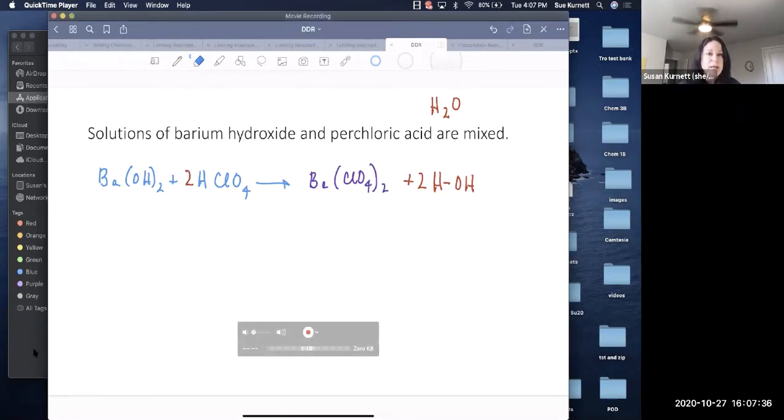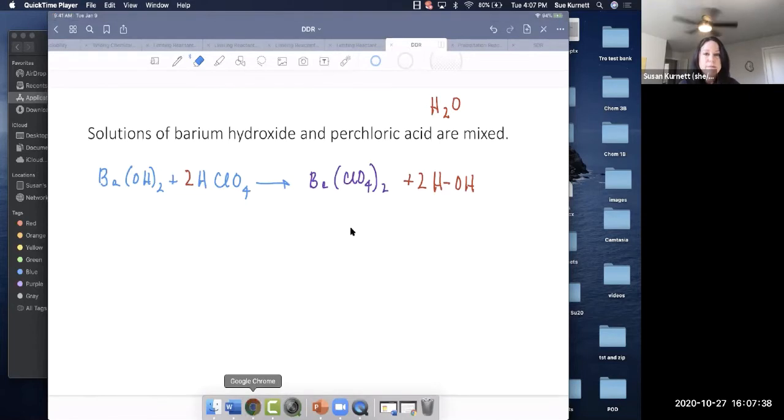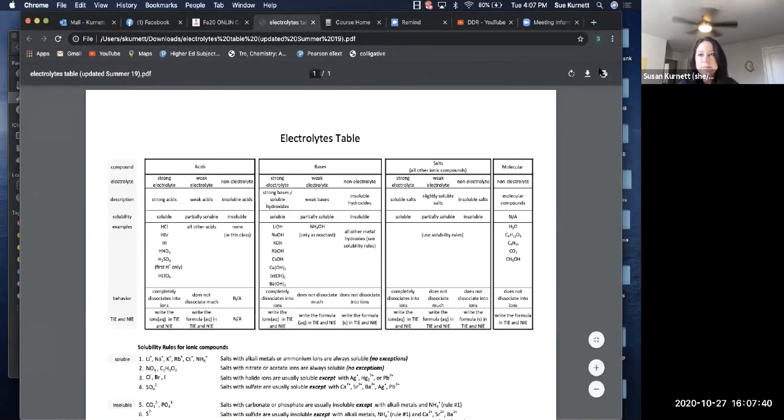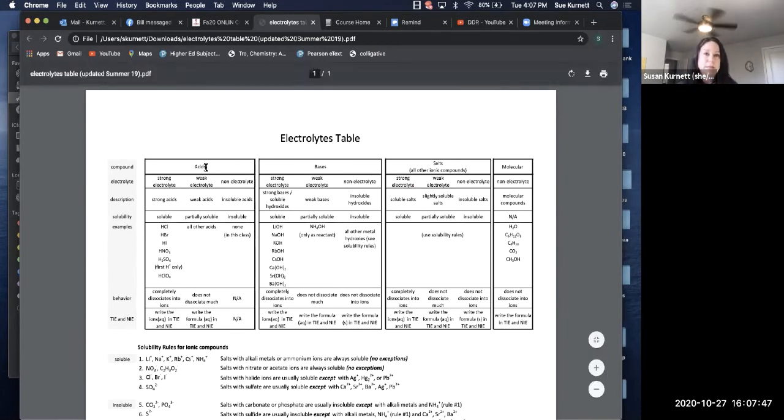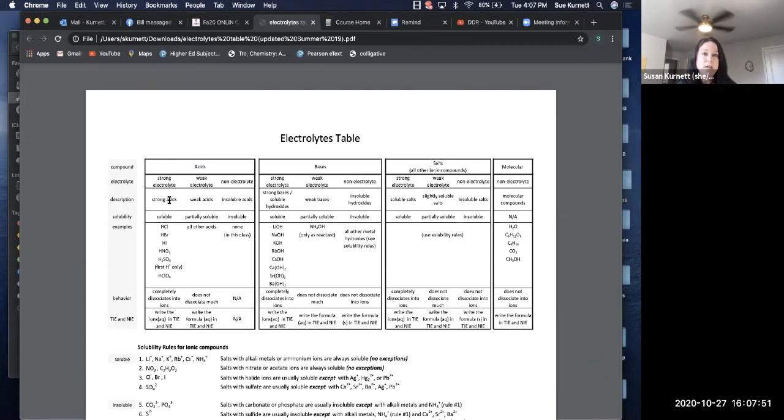And so to do that, I'm going to go to my table of electrolytes. And there's 4 areas on this table. We have acids. There are only 6 strong acids, and a strong acid is a strong electrolyte. What that means is it's strong enough to ionize or be ionized by water 100%. It completely dissociates into ions. There are only 6 strong acids, and perchloric acid is one of them.